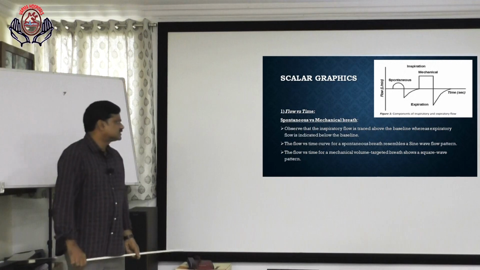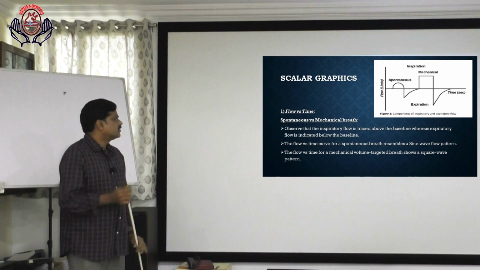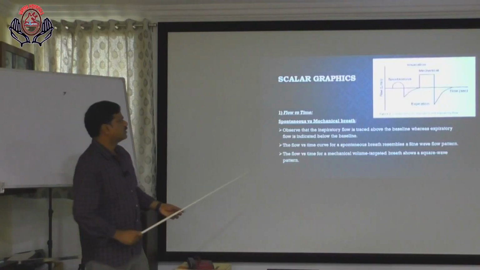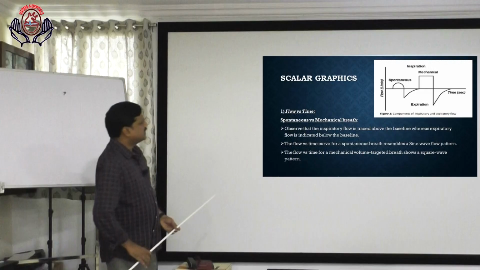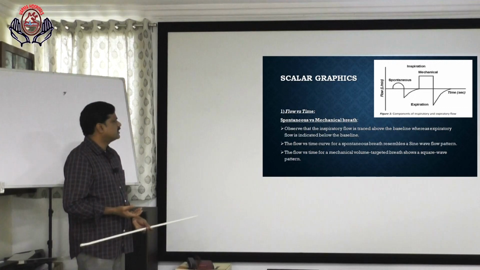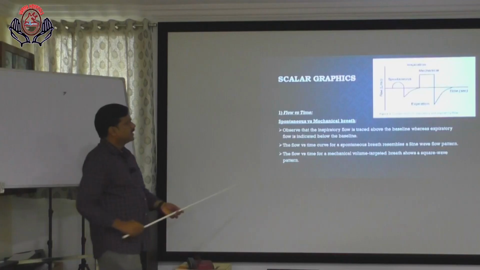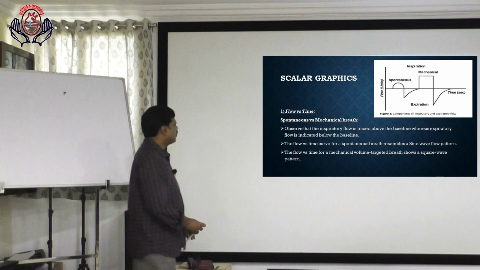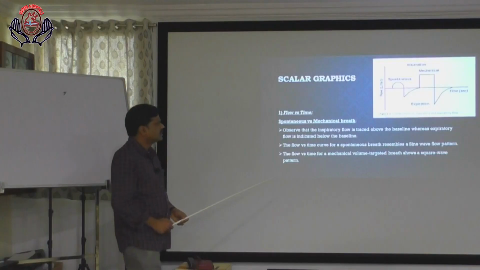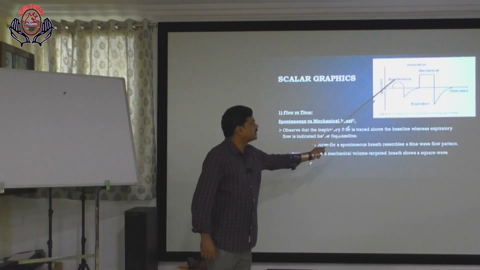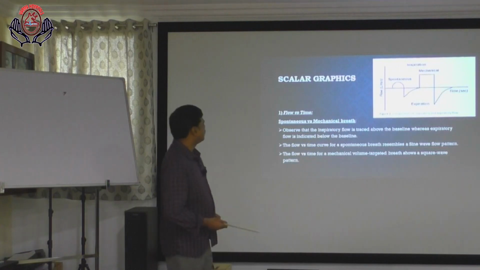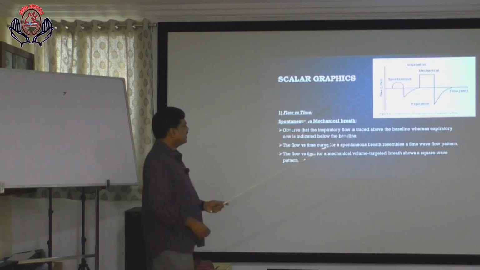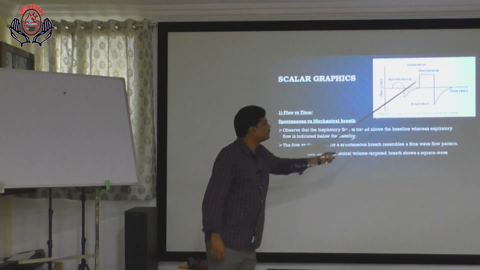Scalar graphics: flow versus time, spontaneous versus mechanical breath. Observe that the inspiratory flow is traced above the baseline, whereas the expiratory flow is indicated below the baseline. The flow versus time curve for a spontaneous breath resembles a sine wave flow pattern. This is a spontaneous breath. The flow versus time for a mechanical volume targeted breath shows a square wave pattern. This is a mechanical breath.